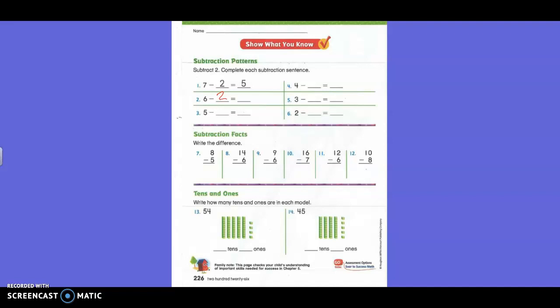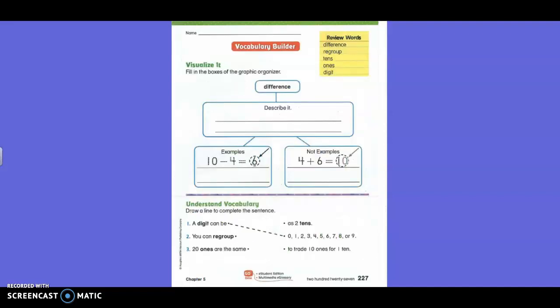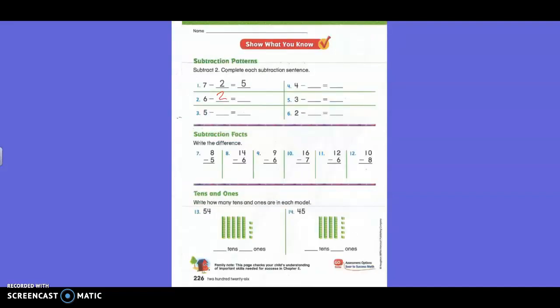Then you're going to find the answer for 7 through 12. Okay? And then you're going to write how many 10s and 1s are in each model on the bottom. We will do this back part together. Go ahead and do share and show, or show what you know by yourself.